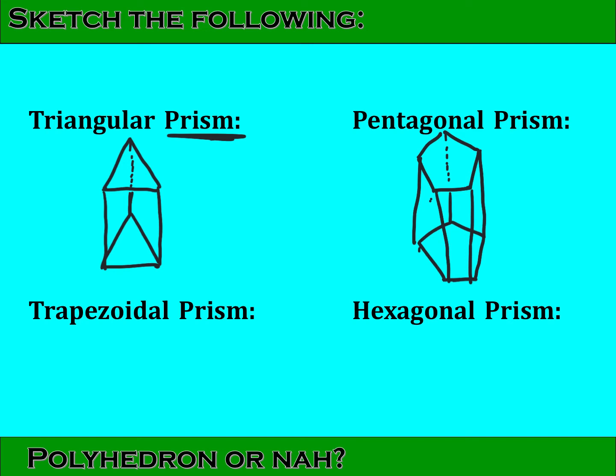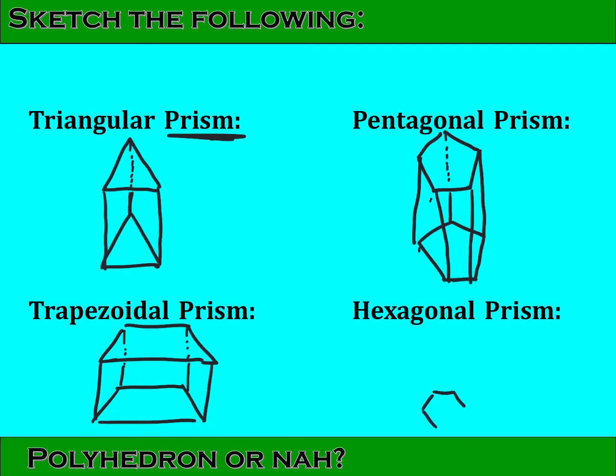How about a trapezoidal prism? Okay, so I draw two trapezoids, and I connect all the vertices. Trapezoidal prism. Hexagonal prism. Okay, this will be my toughest one yet. A hexagon has 6 sides, so I'm going to draw that. And then we're going to connect all of these vertices here. Here, here, and here. And that would be considered my poorly drawn hexagonal prism.